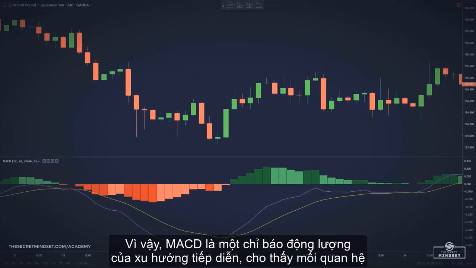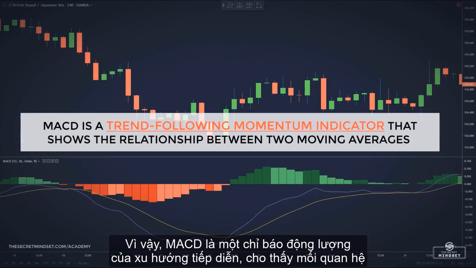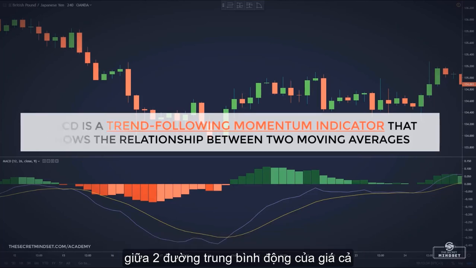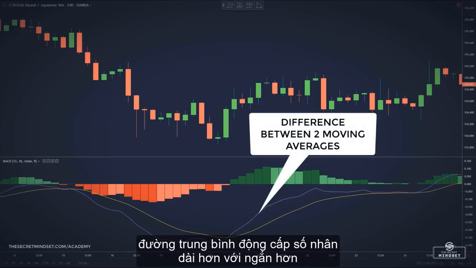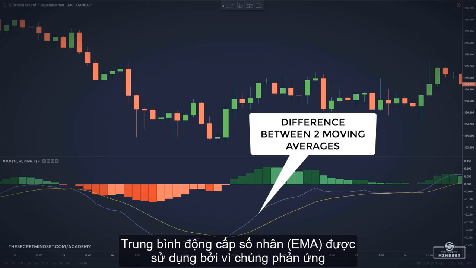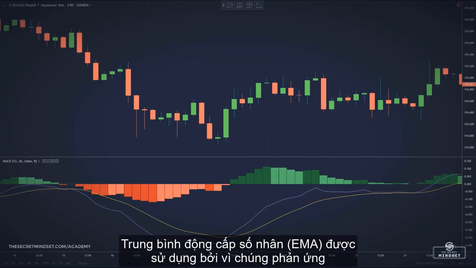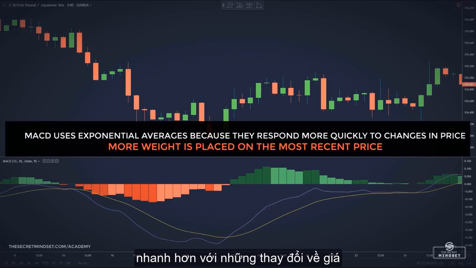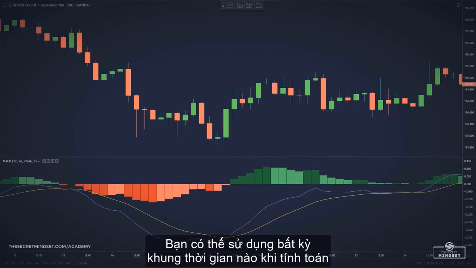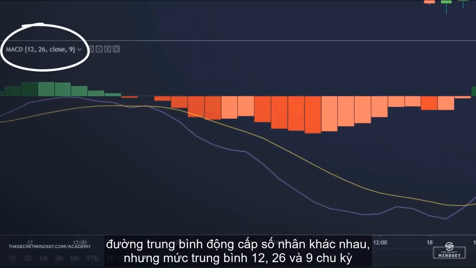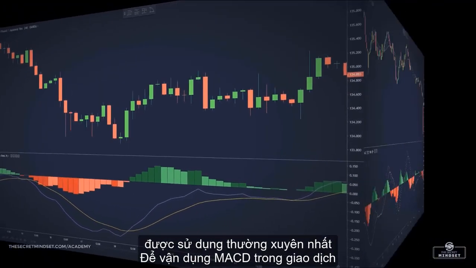So the MACD is a trend-following momentum indicator that shows the relationship between two moving averages of price. The MACD line is calculated by taking the difference between a longer period and a shorter period exponential moving average. Exponential averages are used because they respond more quickly to changes in price, since more weight is placed on the most recent price compared to earlier prices. You can use any length of period you wish when calculating the various exponential moving averages, although the 12, 26 and 9 period averages are most frequently used.